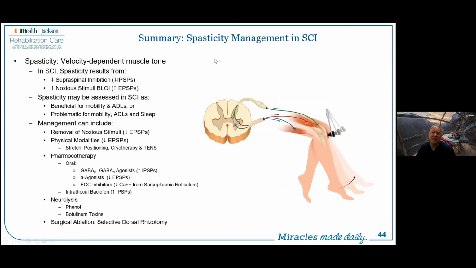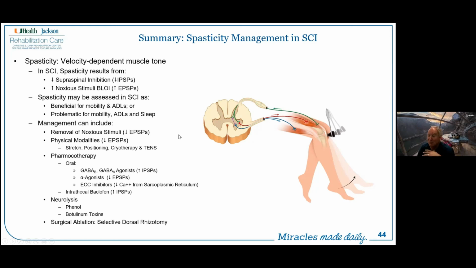So the bottom line is spasticity results from a decrease in supraspinal inhibition, so that there is ultimately a decrease in the inhibitory postsynaptic potentials at any alpha motor neuron below the level of the spinal cord injury. And it increases the likelihood of noxious stimuli below the level of the injury that increases the EPSPs. Spasticity can be beneficial, but it can also be problematic.